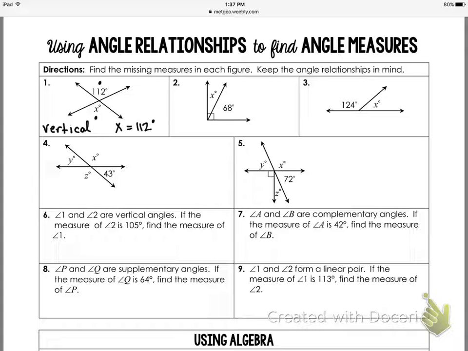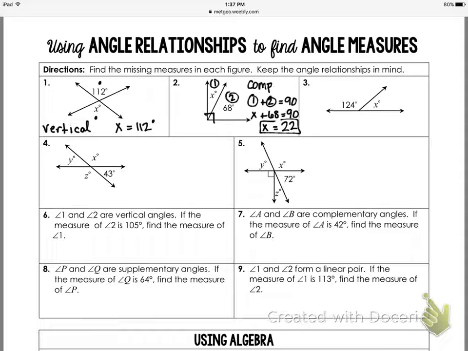Looking at number 2, I notice I have a corner box here, so I know that these are complementary. Complementary angles add to be equal to 90. So angle 1 and angle 2 have to add to give me 90 degrees. Angle 1 is x, angle 2 is 68, and that's got to equal 90. So when I subtract 68 from both sides, I get that x is equal to 22.